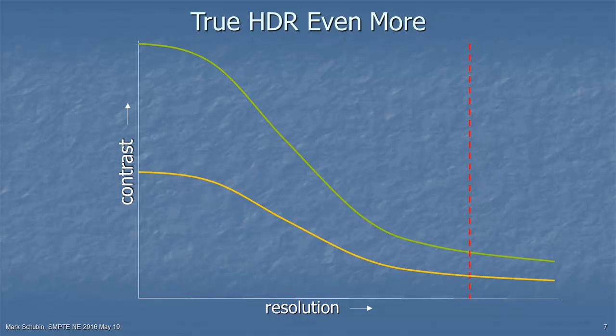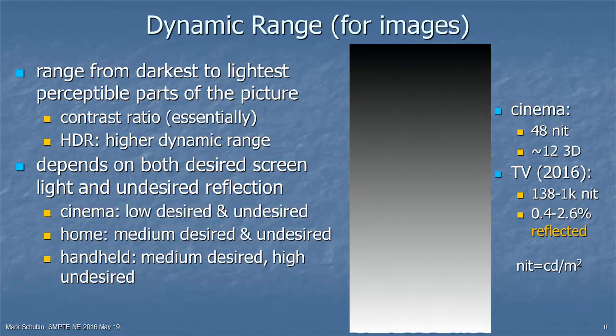So now we get into dynamic range. A definition of dynamic range: it's the range from the darkest to the lightest perceptible parts of the picture, or basically contrast ratio. And we have different conditions and different types of TV sets. This is a quick survey I did of 2016 models. The dimmest one seems to be 138 nits or candelas per meter squared. And reflection off the screen seems to range from 0.4%, which is the lowest that I saw, up to 2.6% off the faceplate of the TV.